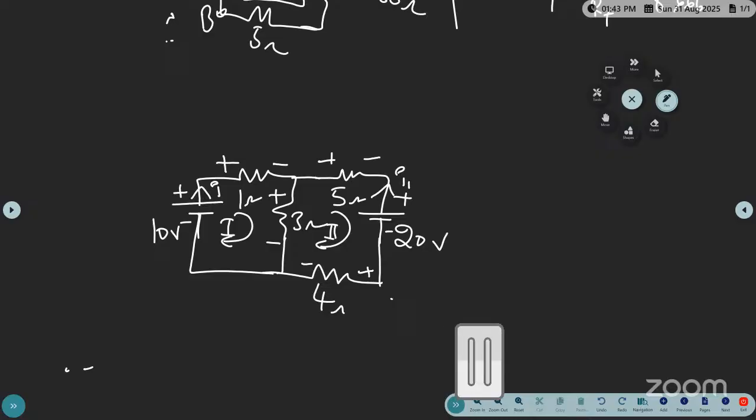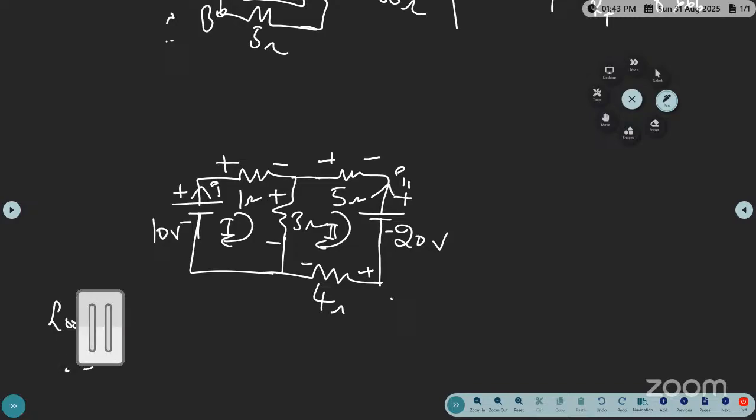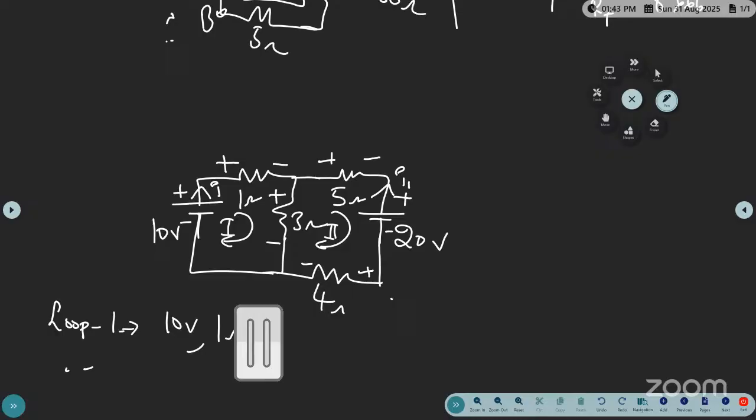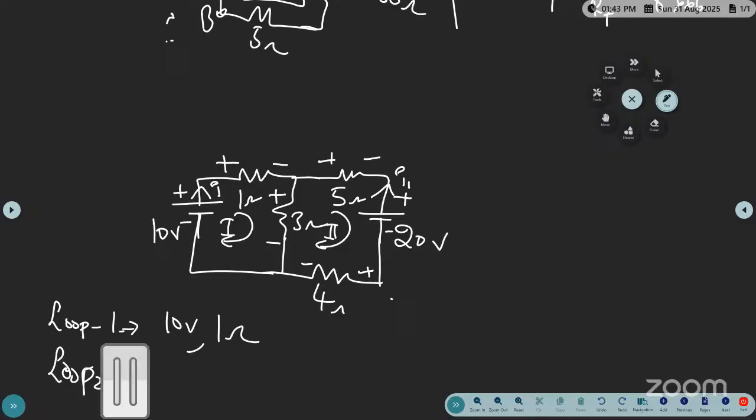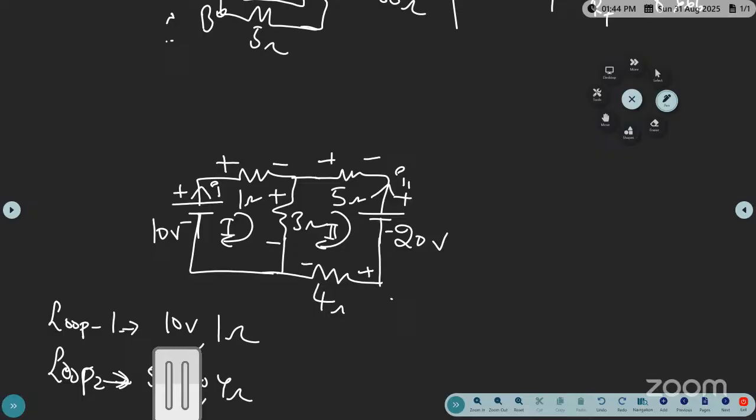Now, I said, in rough you have written. Which are the individual elements? Individual elements for loop 1? Loop 1 individual elements: 10 volts and 1 ohm. Then loop 2 individual elements: 5, 20, 4. So in this loop 1, individual current is flowing. How much here? I1 current will flow.